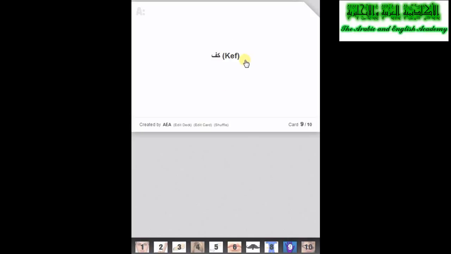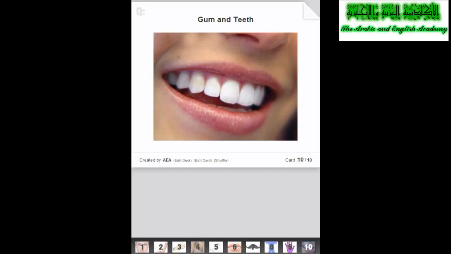palm, kaf, palm. The final word we have for this lesson today is gum and teeth. And gum and teeth in Arabic is lithaa wa asnan.